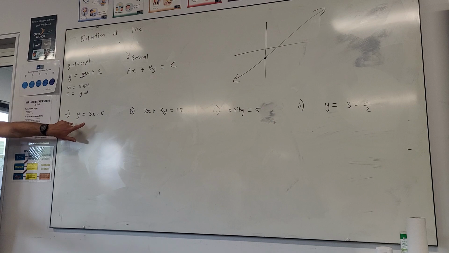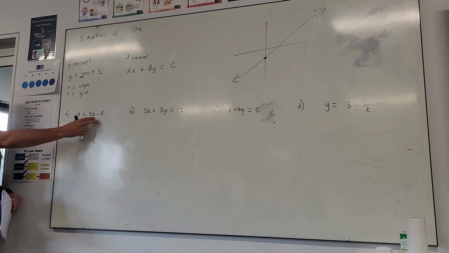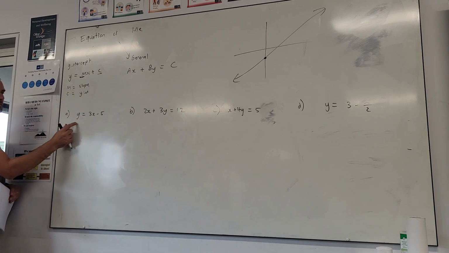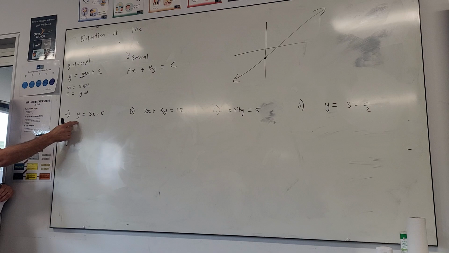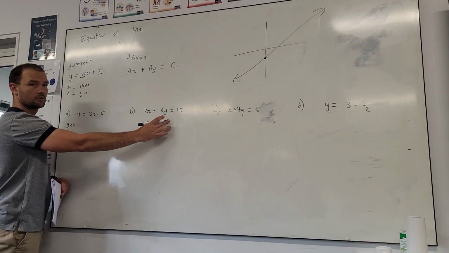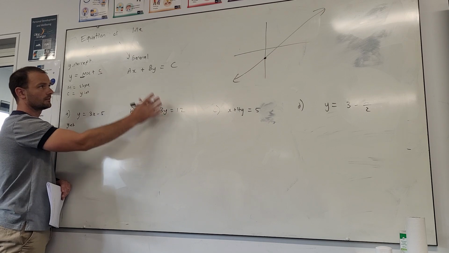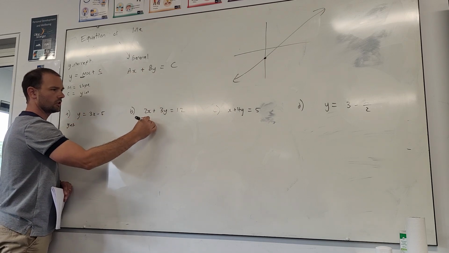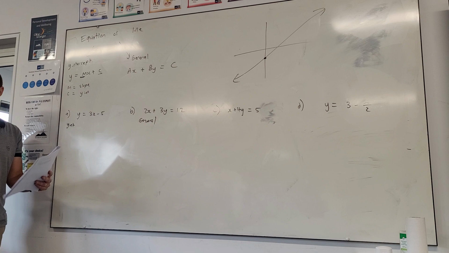So Harry, does this one look like y-intercept or general? Looks like general. General. So general's got x and y on the same side of the equation. Here we've got y by itself. Yep, so y-intercept. What about this one? X and y on the same. So it's general. Very good. Okay, this one's general.